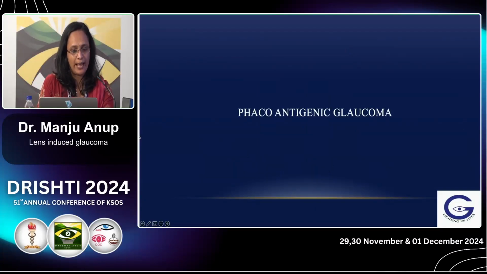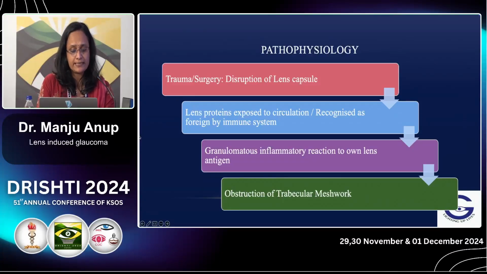Coming to phacoantigenic glaucoma, it is an Arthus type immune complex reaction which is mediated by IgG and the complement system. There will be a history of trauma or surgery which leads to disruption of the lens capsule, and these lens proteins are exposed to circulation and are recognized as foreign by the immune system.